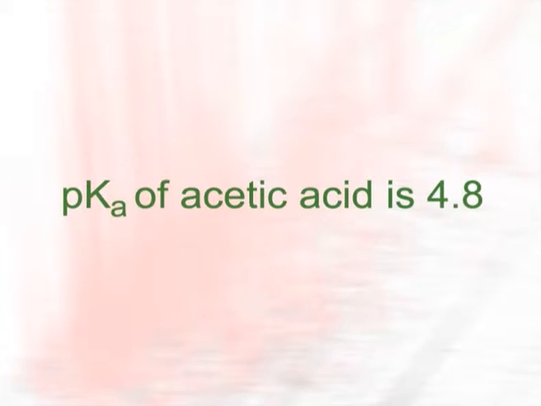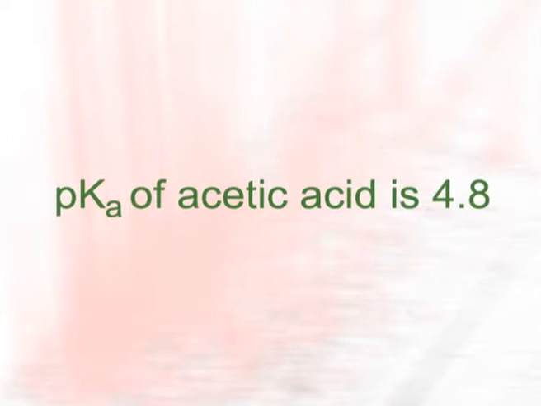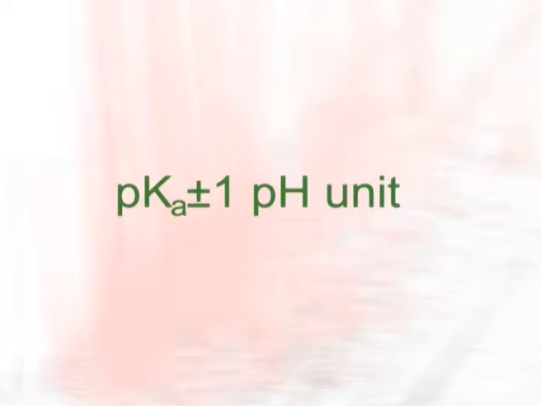For our acetic acid sodium acetate buffer system, the pKa of acetic acid is 4.8, and it has been observed that the optimum buffer range of sodium acetate acetic acid buffer is pKa plus minus 1 pH unit, that is from 3.8 to 5.8 pH.